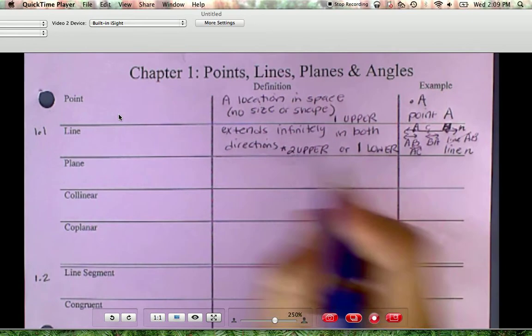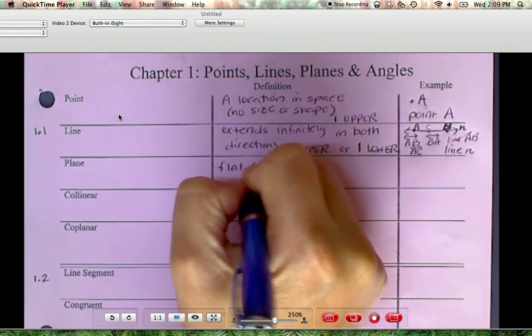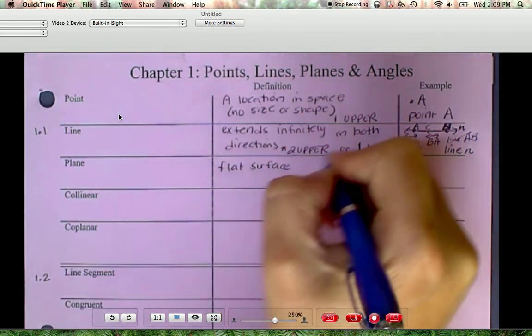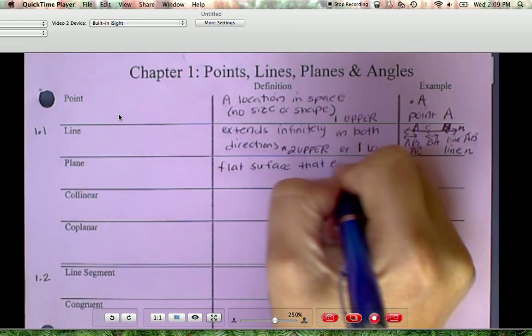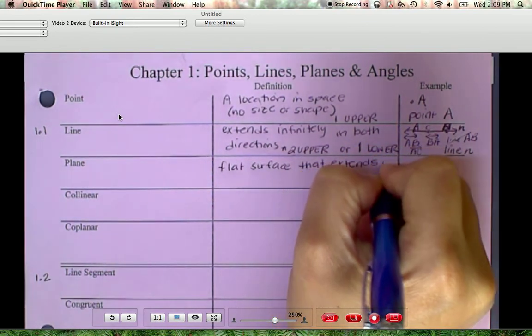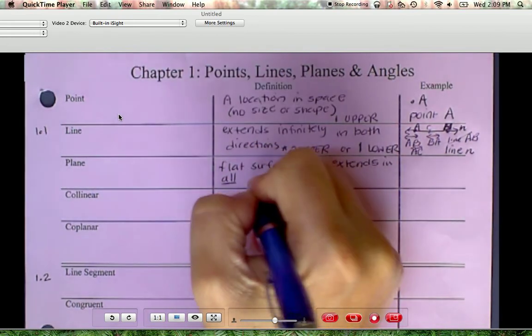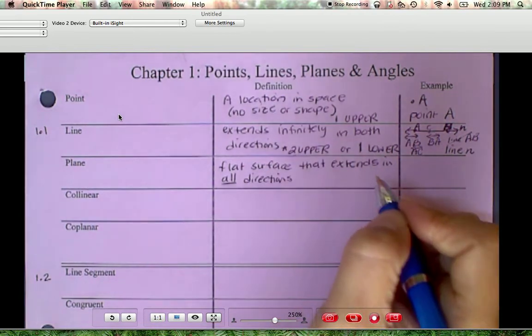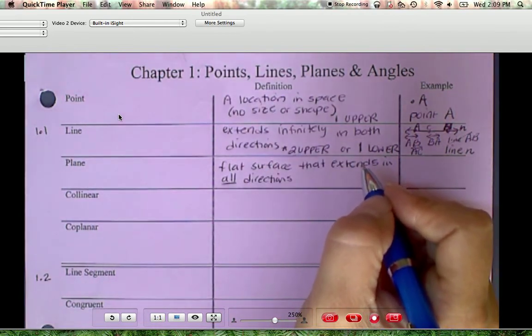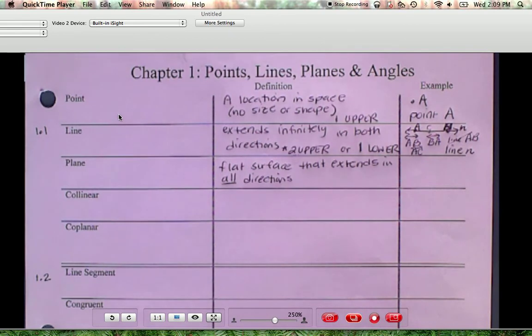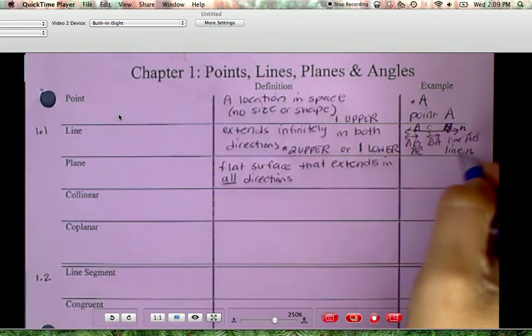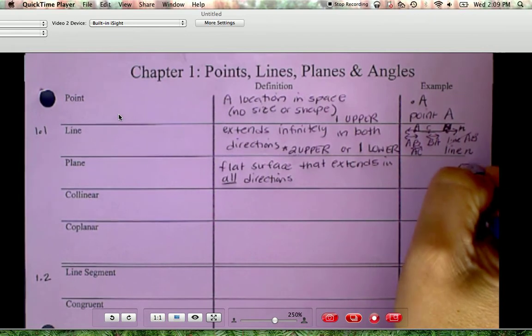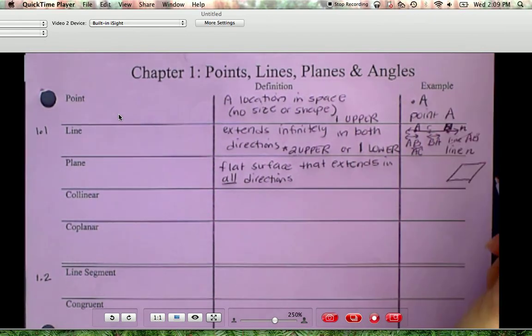A plane is a flat surface that extends in all directions, like the top of your desk. The top of your desk is a plane if you imagine that it continues on forever. Okay. Now, when we draw a plane, we draw it like a parallelogram. It's a flat surface, but to show that it's 3-dimensional, we draw it as though it's slanted.